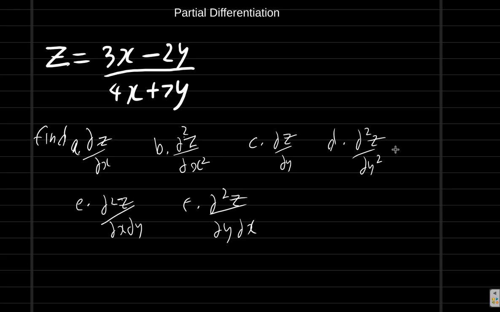Here we have z equals (3x minus 2y) divided by (4x plus 7y). You're to find the partial derivatives ∂z/∂x, ∂²z/∂x², ∂z/∂y, ∂²z/∂y², ∂²z/∂x∂y, and ∂²z/∂y∂x. Pause the video, write down the question, and do all parts of this question.